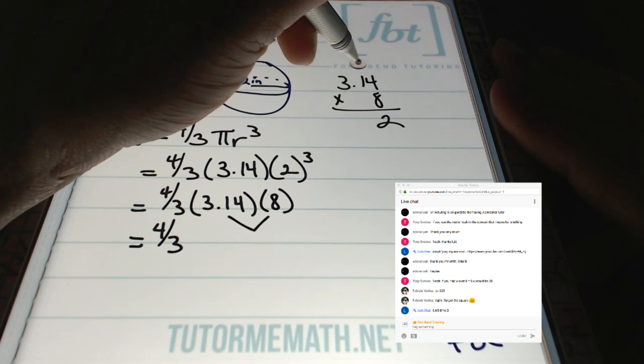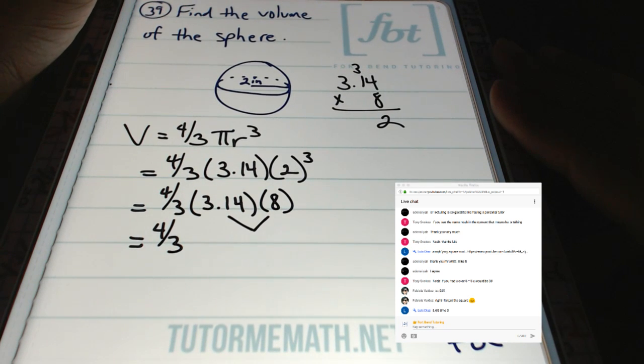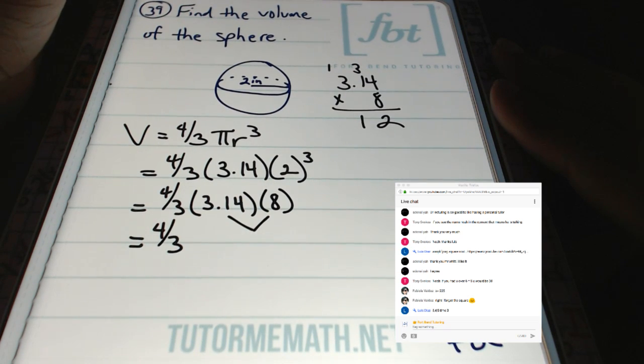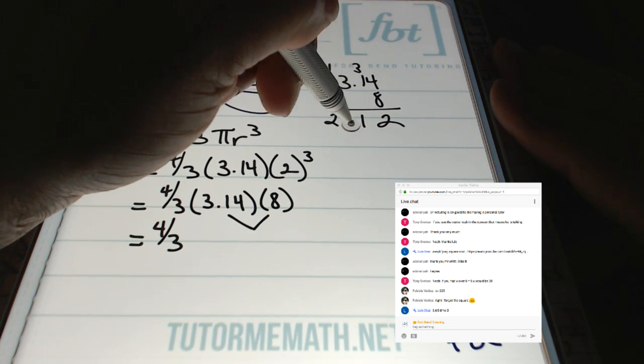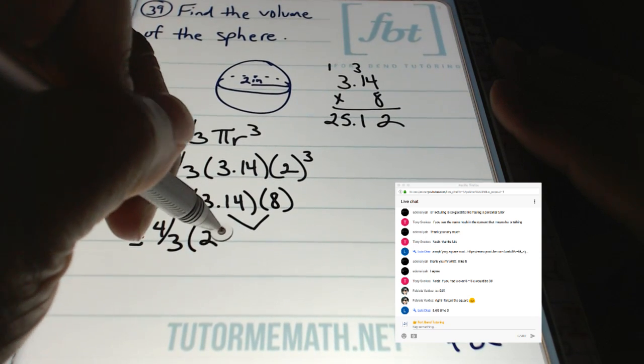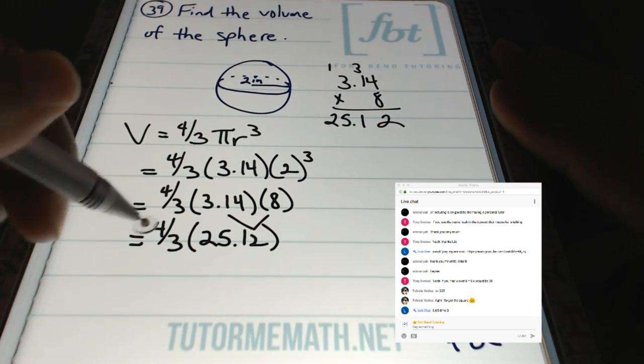So we'll have 3.14 times 8. That's going to give me 32. I'm going to carry that 3 there. 8 times 1 is 8, plus the 3 is 11. Bring down the 1, carry the 1. 8 times 3 is 24 plus the 1 gives me 25. Move that decimal over twice, and you end up with 25.12. There you go.